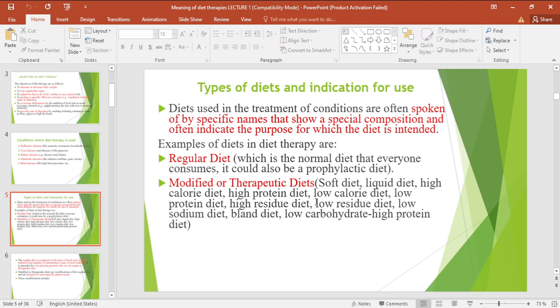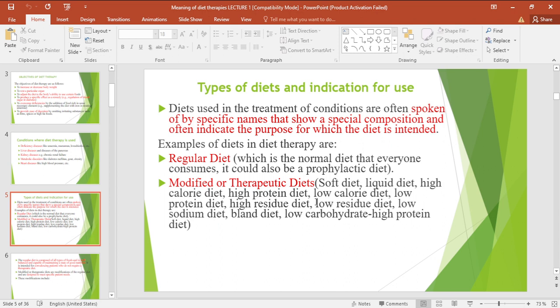So we are going to look at the types of diets and the indications for use. The diets used in the treatment of conditions are often spoken of by specific names that show a special composition and often indicate the purpose for which the diet is intended. So the examples of the diets in therapy that we have are the regular diet. This is the normal diet that everyone consumes, and it could also be a prophylactic diet. This is the diet that is recommended for all individuals for optimum health and nutrition.